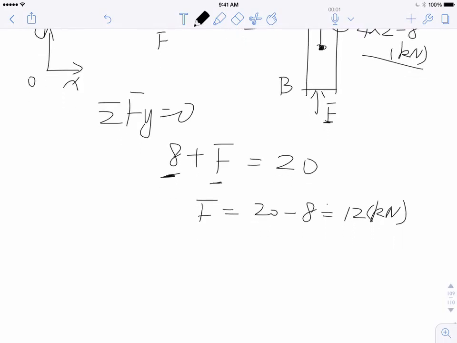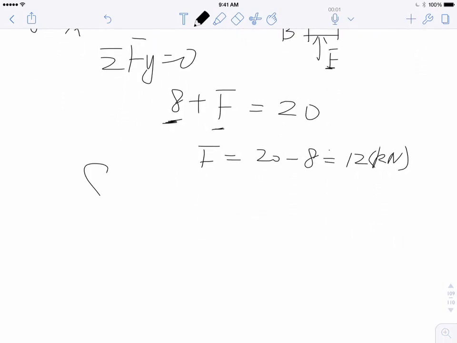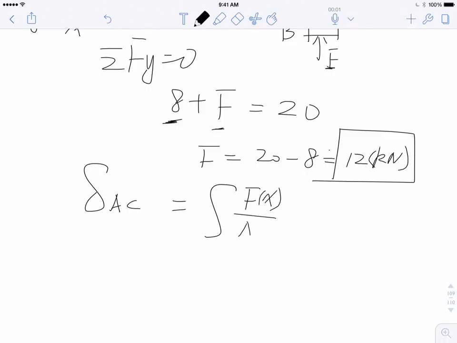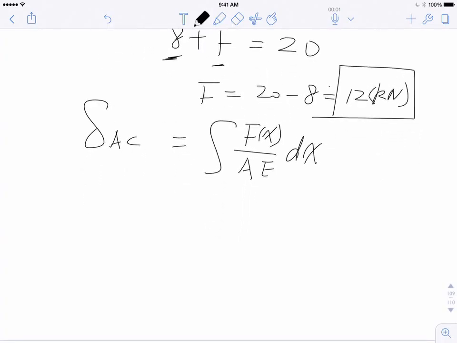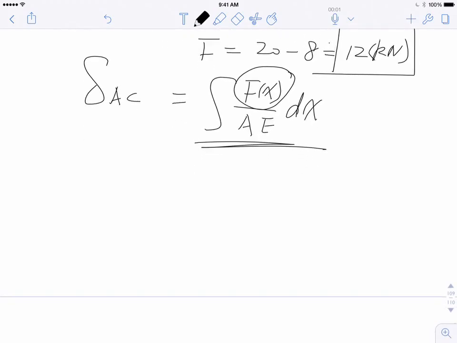Okay, now the second thing is we need to find out the displacement. Displacement AC, in this case, we will have to use this integration. Why is that? Because the load is distributed, and at each section it's different. It's not uniform, it's not a concentrated load. So therefore it's not a constant, and we have to use this integration right here, okay? So let's see how we can do it.